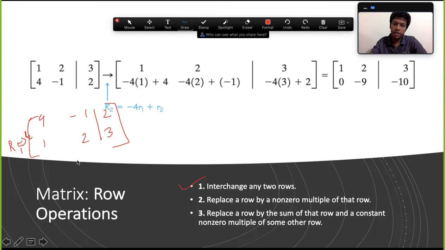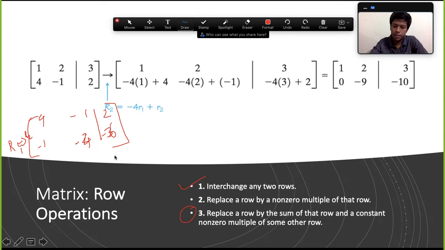Replace a row by any non-zero multiple of that row. That means we can multiply a row by any number we want except 0. So let's say if we want to multiply it by minus 2, then it will become minus 2, minus 4, minus 6. You can choose any number and multiply it.